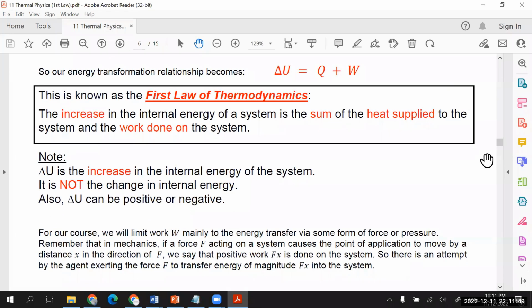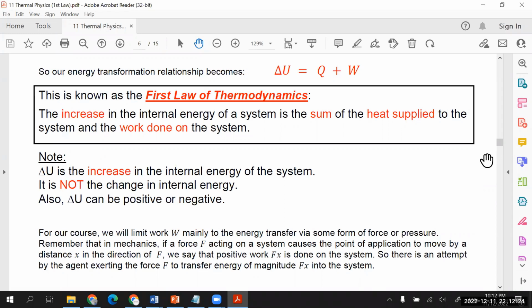In equation form, the first law of thermodynamics is delta U equal to Q plus W. In word form, the first law of thermodynamics states that the increase in the internal energy of a system is the sum of the heat supplied to the system and the work done on the system. Note that delta U is the increase in the internal energy of the system. It is not the change in internal energy. So this is a very important point. I would like you to take note.